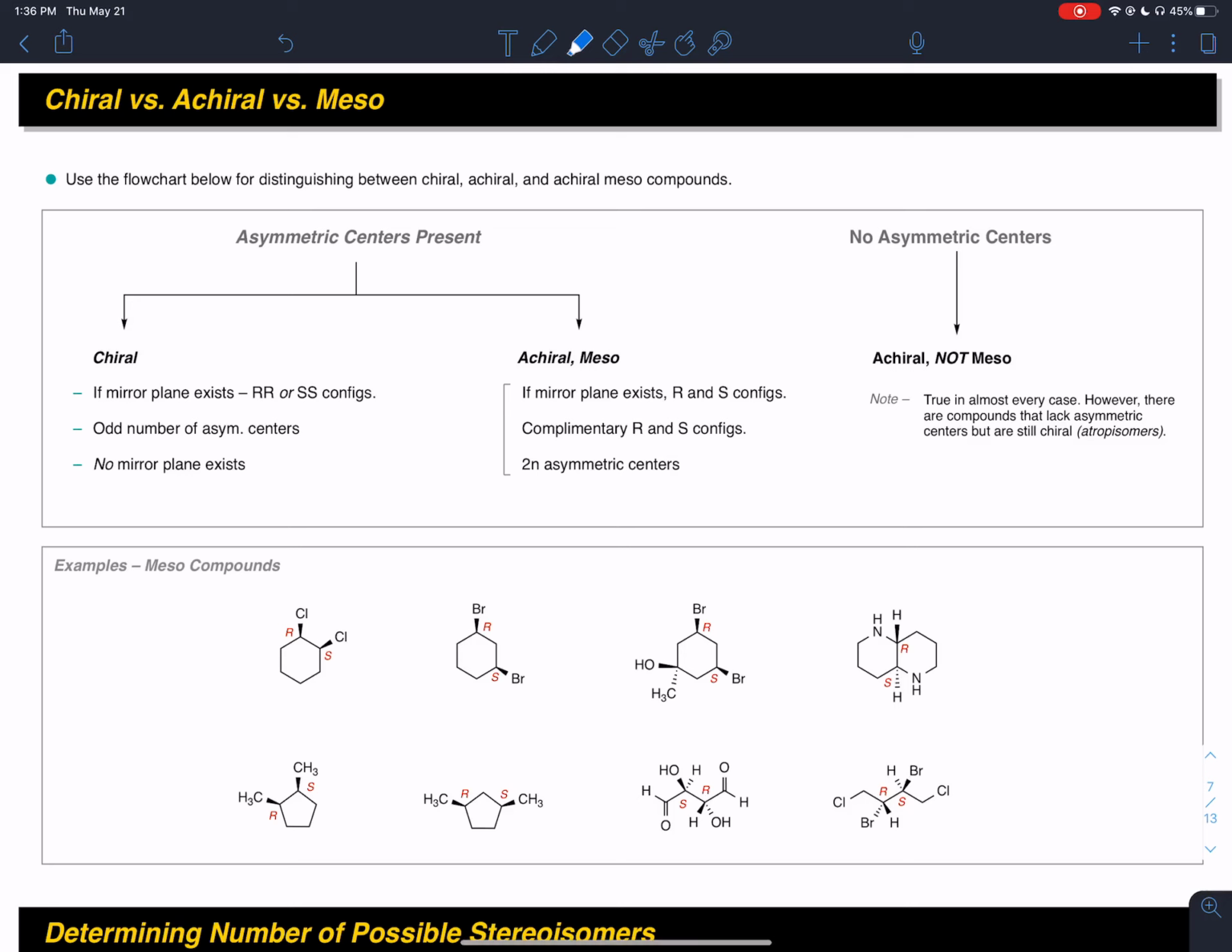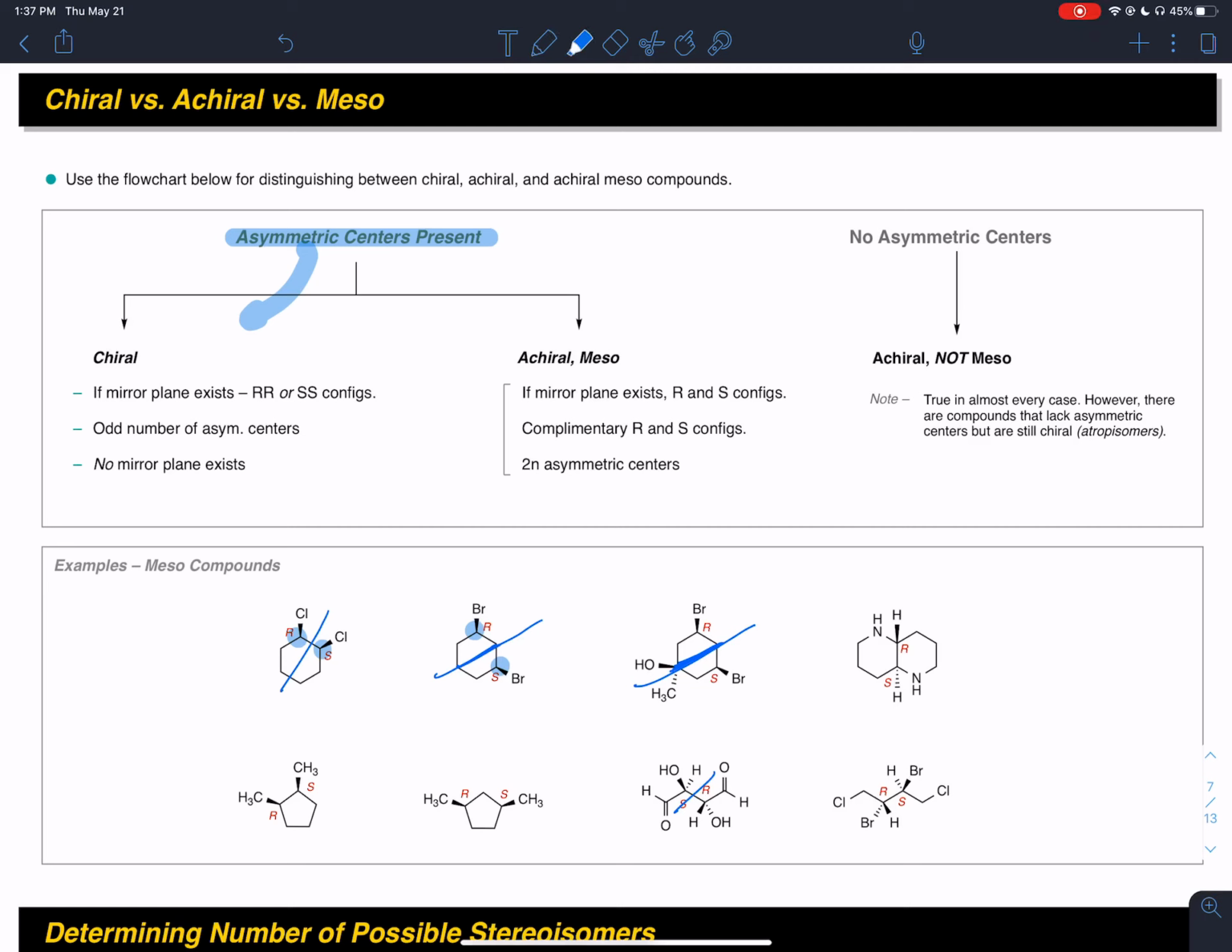Now, we're going to start off by saying that if asymmetric centers are present in a molecule, I want you to start to lean towards chiral. We're always going to problem solve though. If, however, you look at a molecule, let's look at these ones down here, and you see that there are asymmetric centers, but that there's this constitutional line of symmetry, and if it's a ring structure, it's about the ring, then I want you to check for R-S configurations.